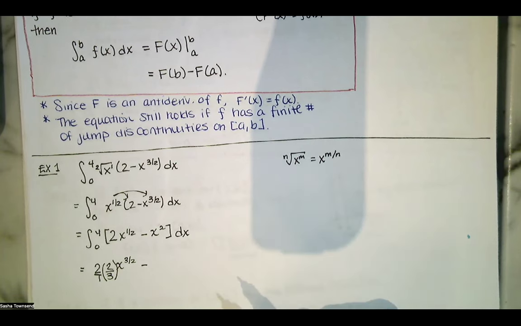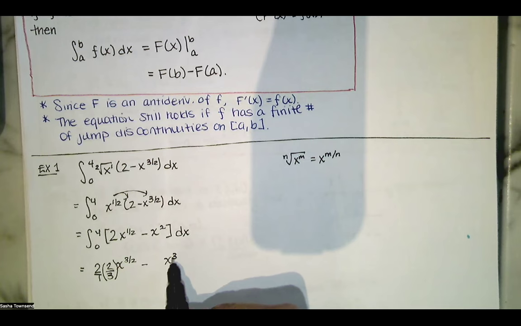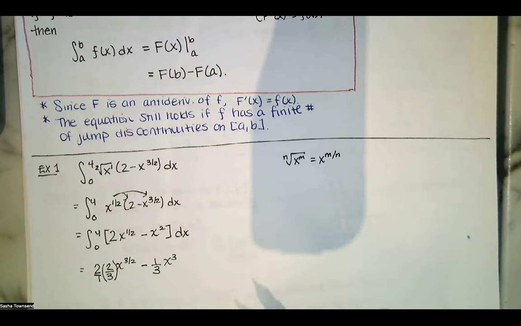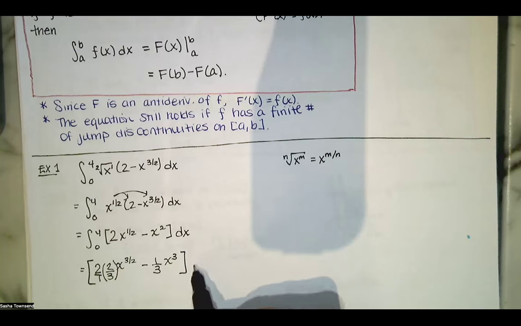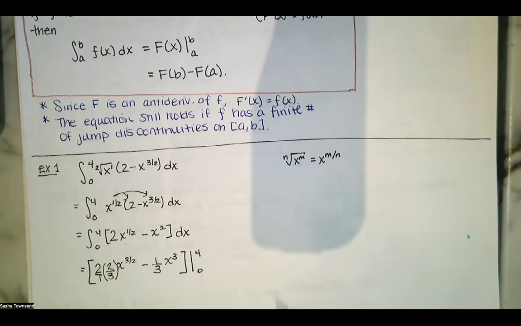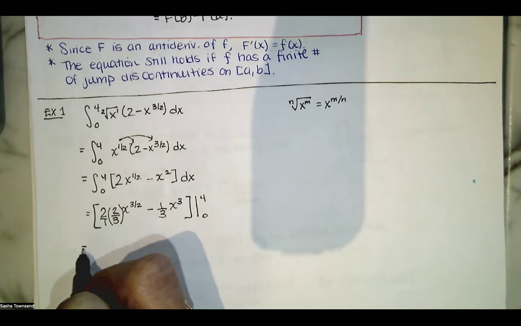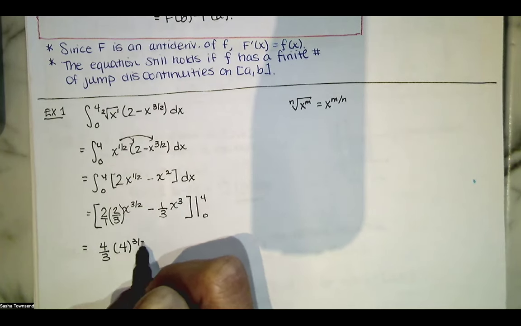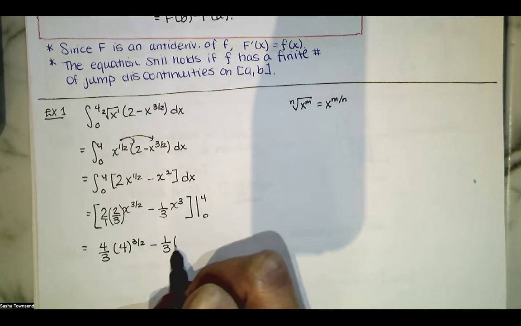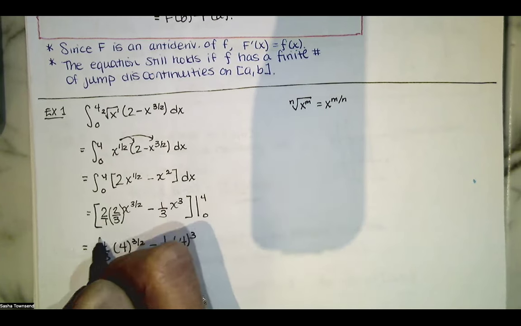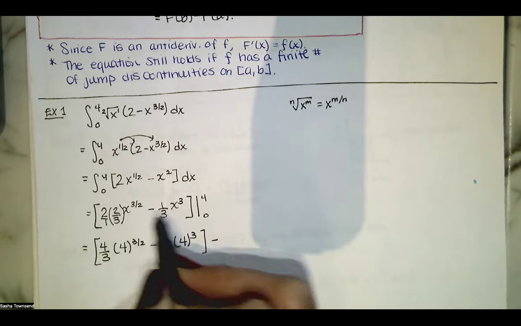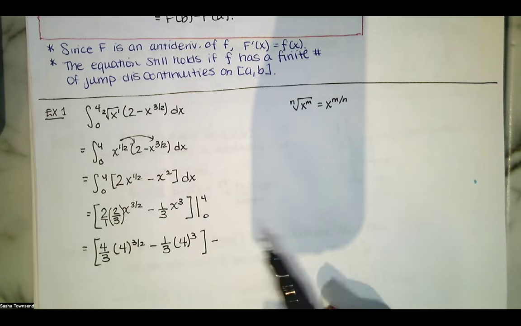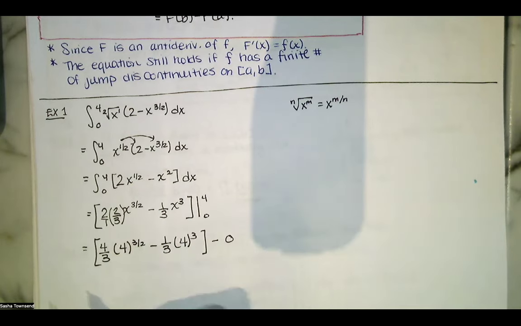And then here we're going to use the power rule again. Add 1 to the exponent and divide by the new exponent. Dividing by 3 is the same as multiplying by 1/3. And so we get this expression, and we evaluate at 0 and 4. And then we subtract. So we get 4/3 times 4 to the 3/2 minus 1/3 times 4 cubed, minus this expression evaluated at 0. 0 to the 3/2 is 0, and 0 cubed is 0. So we just get a 0 there.